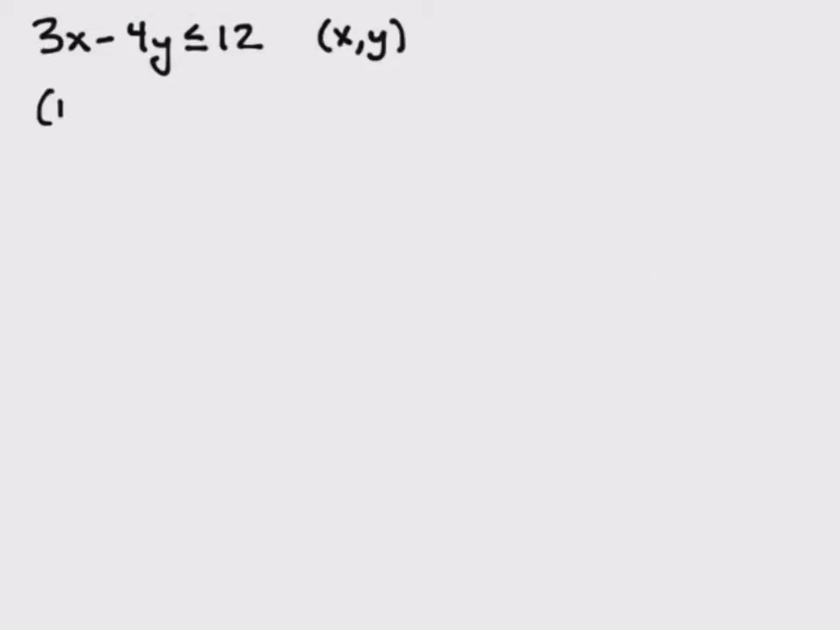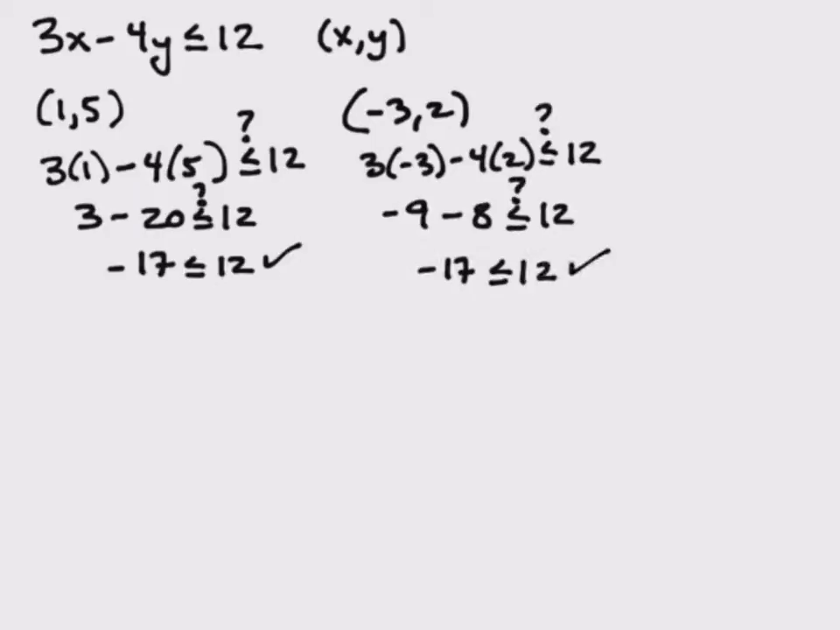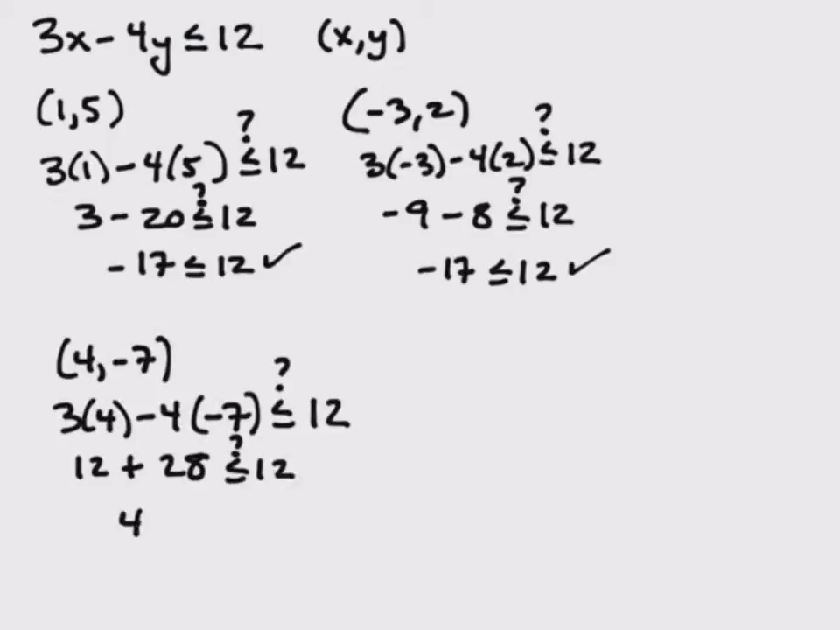How about 1 comma 5? Awesome, that one worked. What about negative 3 comma 2? That ordered pair also worked. What about 4 comma negative 7? So the ordered pair 4 comma negative 7 doesn't work.